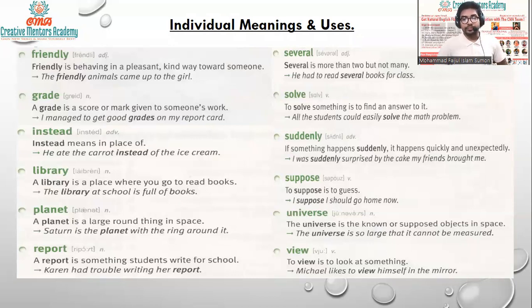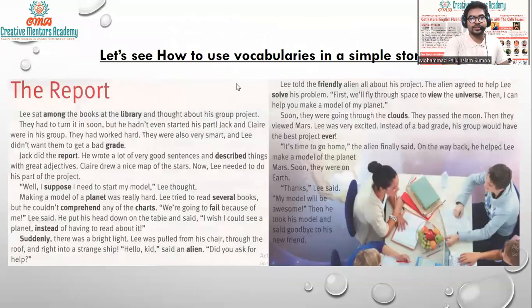The last one is view. To view is to look at something, look at it from a side. Michael likes to view himself in the mirror. Michael loves to see, or likes to view himself in the mirror. So thank you, and let's go to the next.